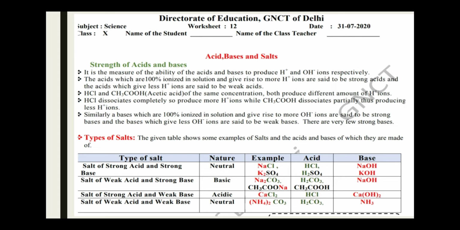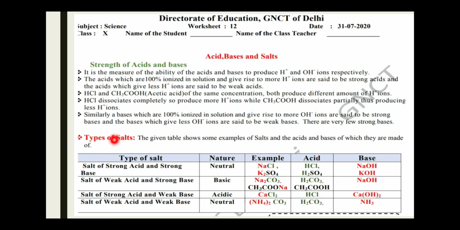HCl completely dissociates, so H+ ions are produced more in the case of HCl, and acetic acid dissociates partially, thus producing fewer H+ ions. Similarly, bases which are 100% ionized in the solution and give rise to more OH- ions are stronger bases, and the bases which give fewer OH- ions are said to be weak bases. There are very few strong bases.